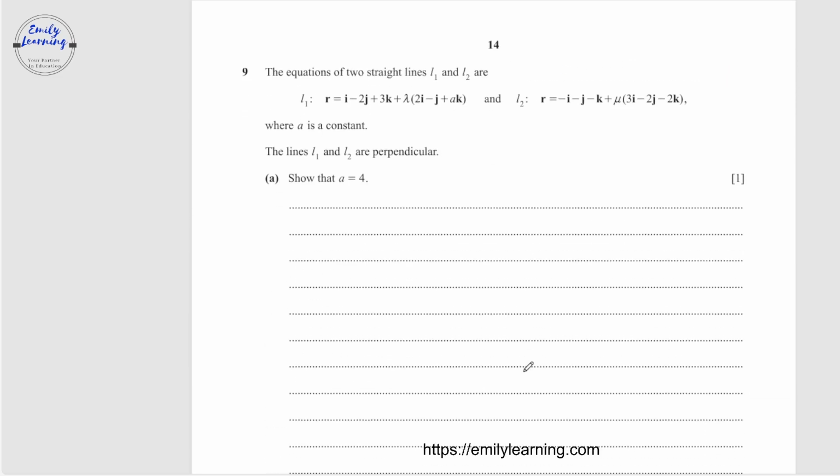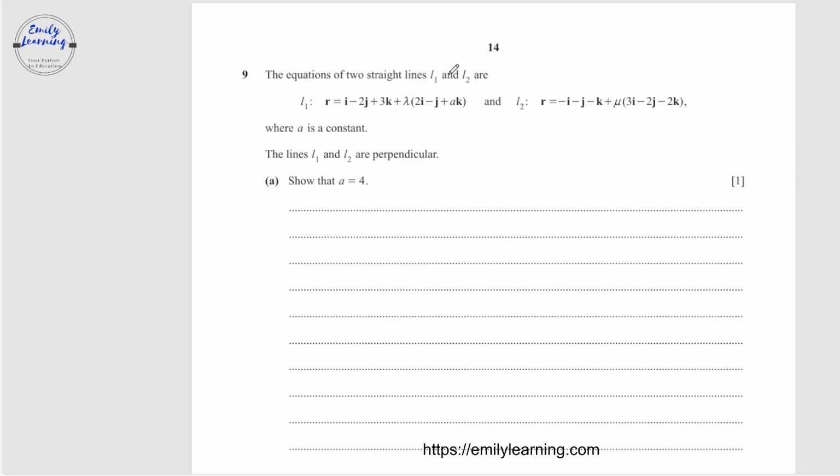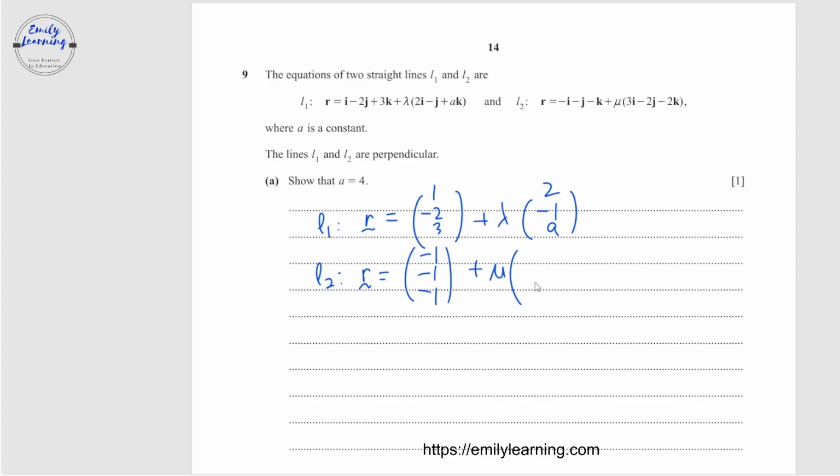Next, let's look at question 9. The equations of two straight lines L1 and L2 are these, where A is a constant. The lines L1 and L2 are perpendicular. Show that A is equal to 4. So it depends on you. I do not really like to write it in this manner. I prefer to rewrite this as r equals 1, minus 2, 3 plus lambda times 2, minus 1, A. Okay, so I write it this way so that it's easier for me to see, because when there's a lot of i's, j's and k's, sometimes it's easier to make mistakes.